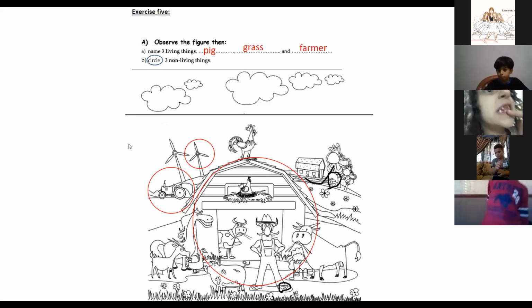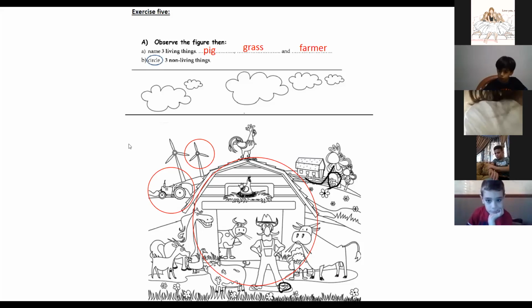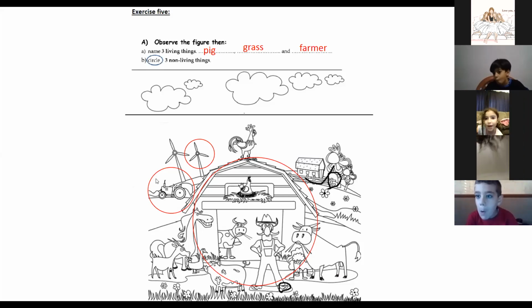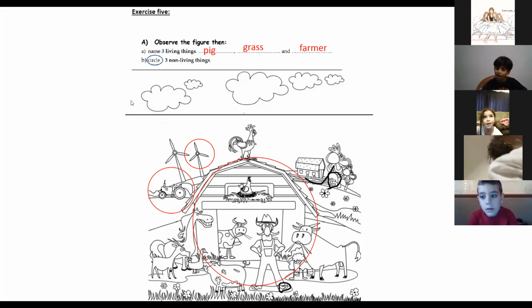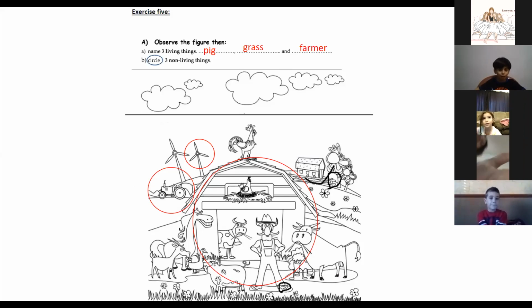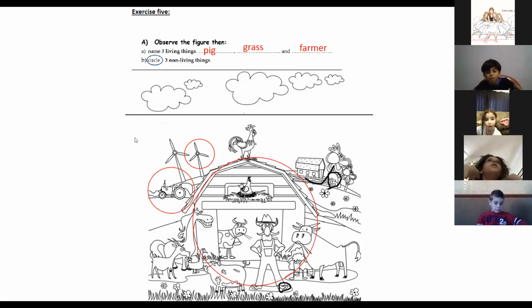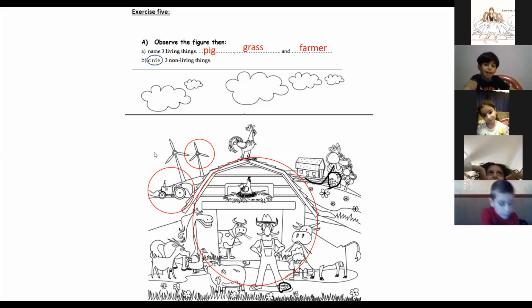Jude, can you list for me some differences between living and non-living things? Living things, they can eat and they can breathe and they can grow. And they can do things. Excellent. But non-living things? Non-living things, they don't do anything. They don't breathe, they don't eat, and they don't grow. Thank you.